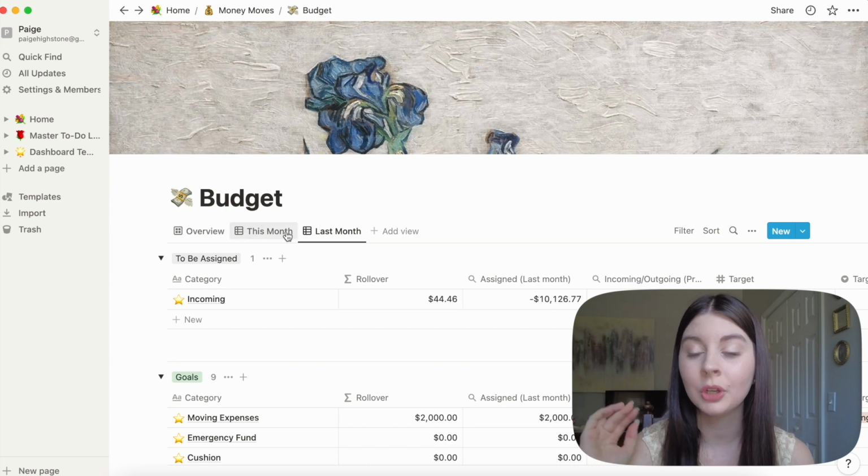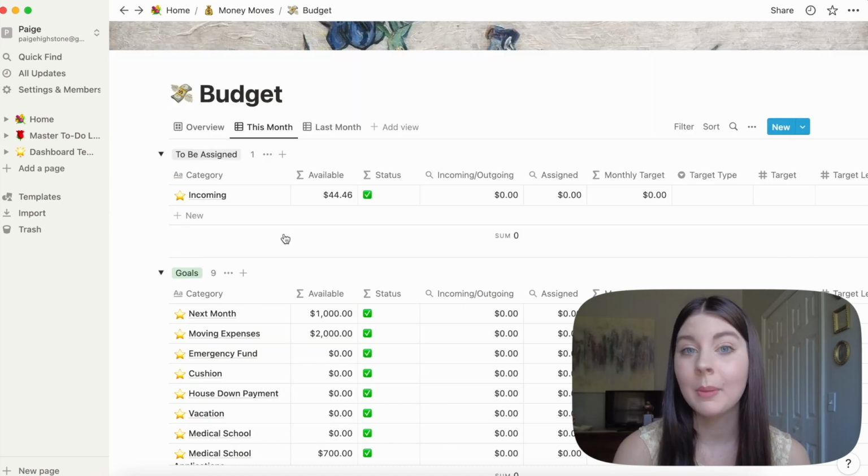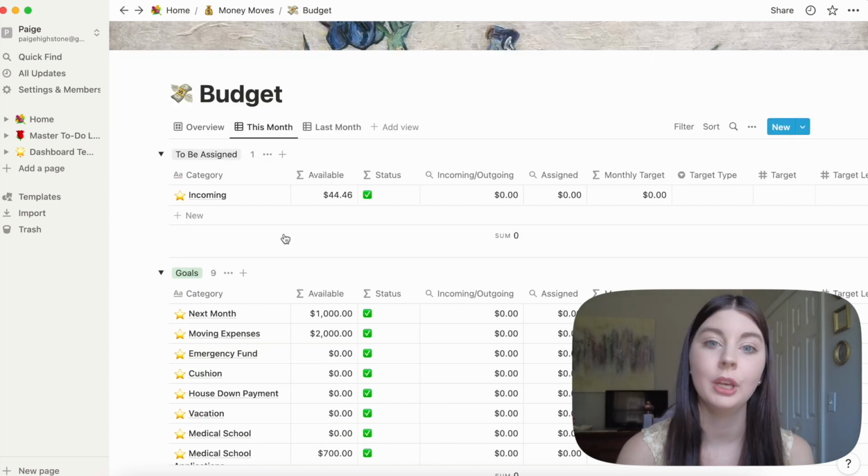Now we're going to look at the month of May's budget, and I'm going to show you guys how I'm budgeting my freelance income and what I'm putting my money towards.